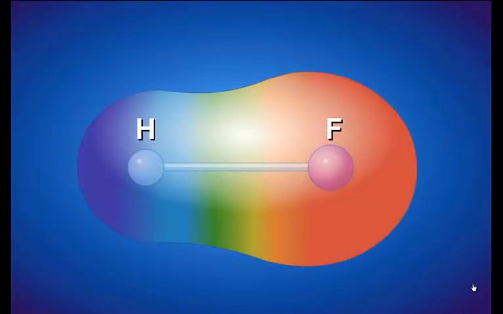The result is a greater electron density near fluorine, a partial negative charge, and a correspondingly lower electron density near hydrogen, a partial positive charge. This type of bond, where bonding electrons are unequally shared, is called a polar covalent bond. A polar covalent bond can be thought of as an intermediate between a nonpolar covalent bond and an ionic bond.